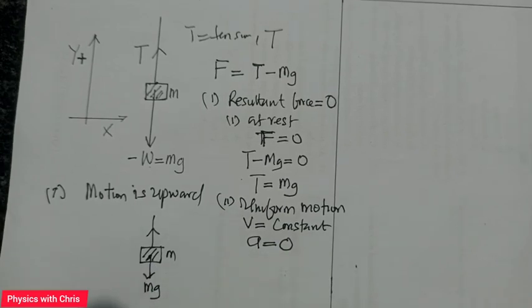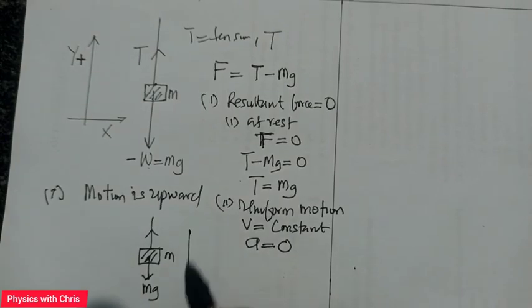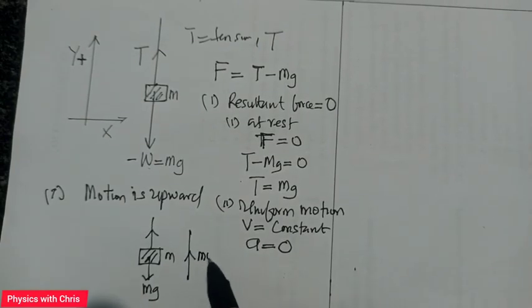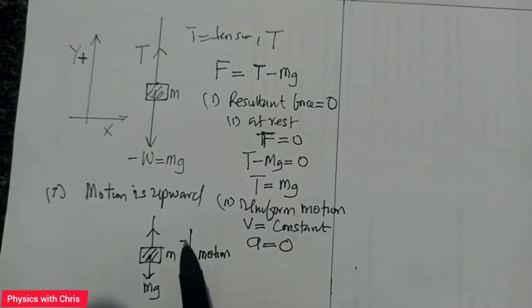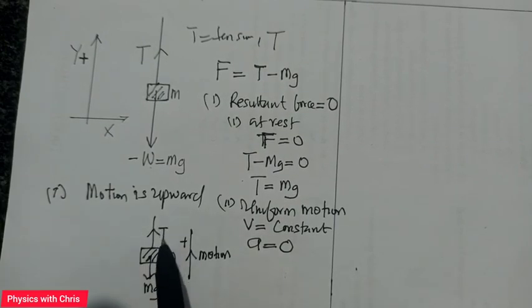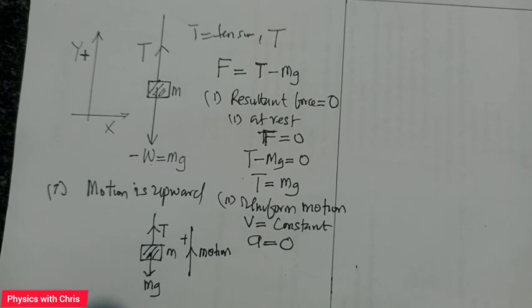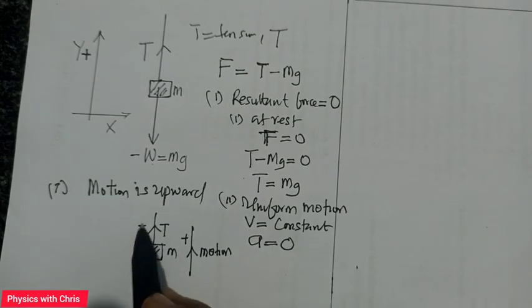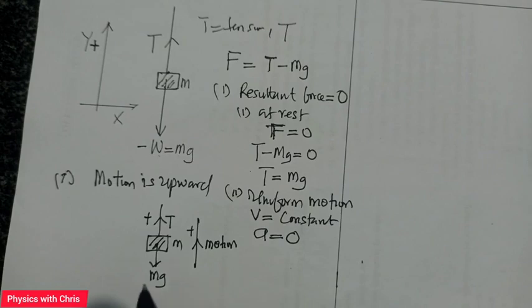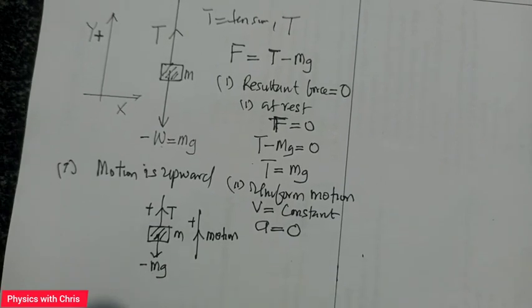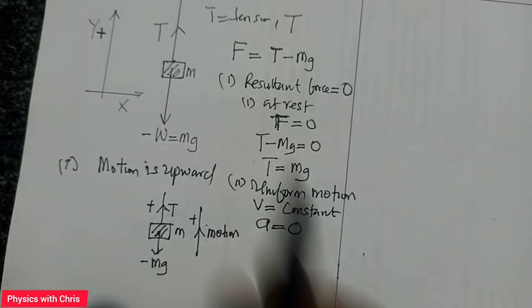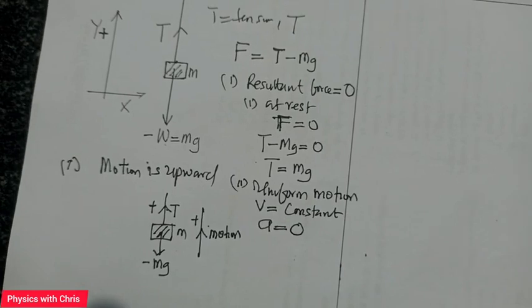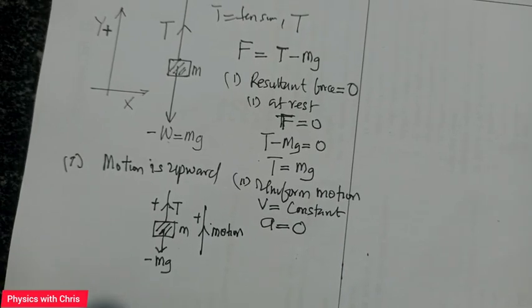So when the motion is upward, this is the direction of motion. I use this arrow to show the direction of motion. I can decide that the direction of motion should be given positive. The tension in the string acts in the same direction as the direction of motion, so that is given positive. And the weight of the body, which acts downward, is given a negative direction.